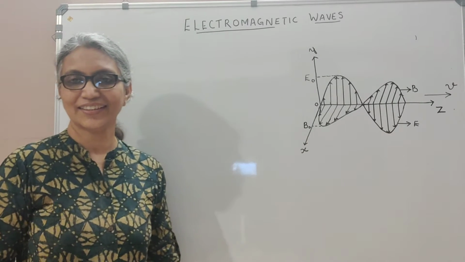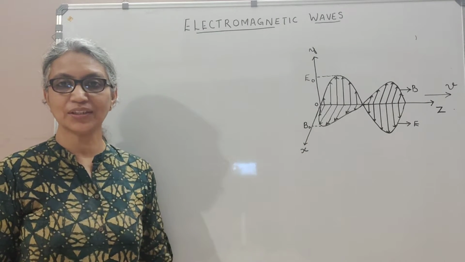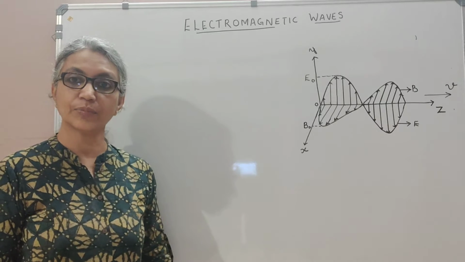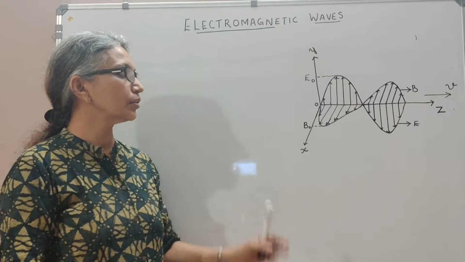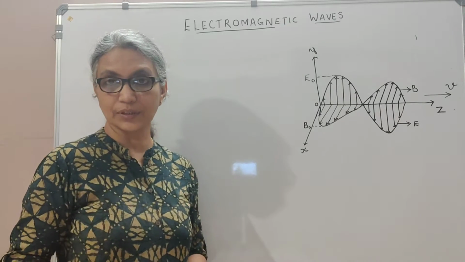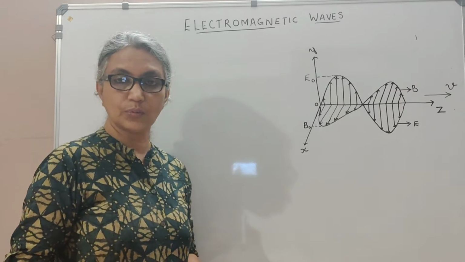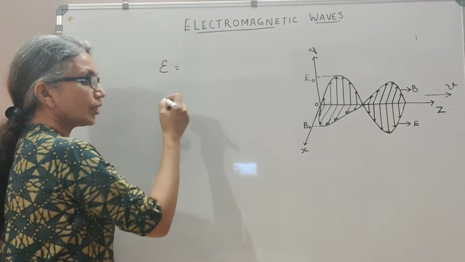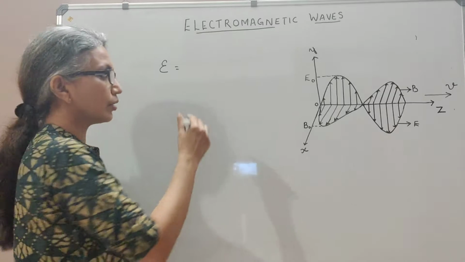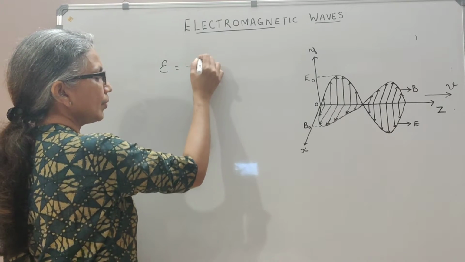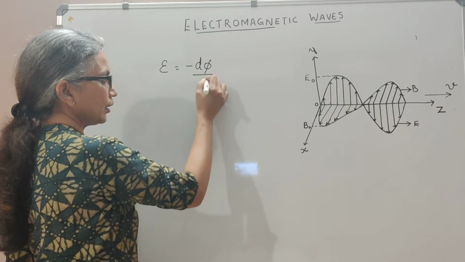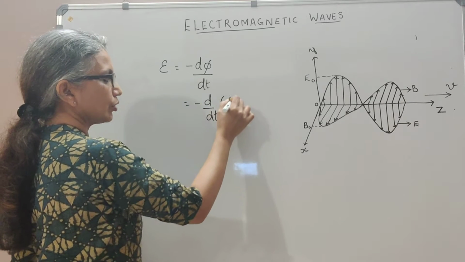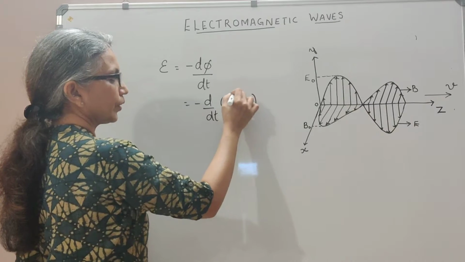Good evening. Today we are moving into the last chapter in our second textbook, that is chapter 8, Electromagnetic Waves. In the sixth chapter, we learned Faraday's law, which says there is an induced EMF whenever there is a change in flux. Induced EMF is given by minus d phi by dt, which is minus d by dt of flux, as you know, is B dot A.